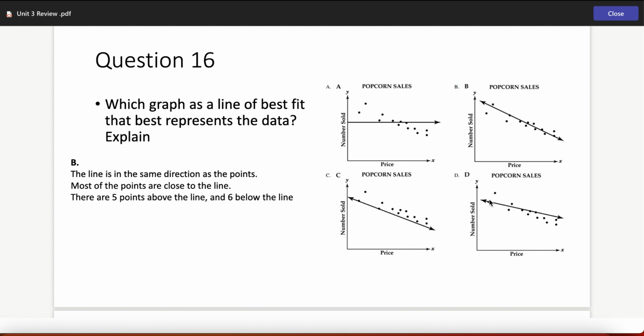So that's not right. So it's supposed to be B because the line is in the same direction as the points. Most of the points are close to the line. There are 5 points above the line and 6 below the line. So it has room to make the line of best fit.